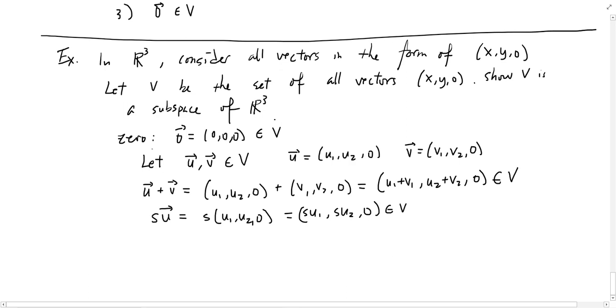So therefore, we showed the 0 vector. Here we have the closure for vector addition. And here we have the scalar multiplication closure. So after you show these three things, you can now say that V is a subspace of R3. On your test, that is exactly how you're going to proceed.